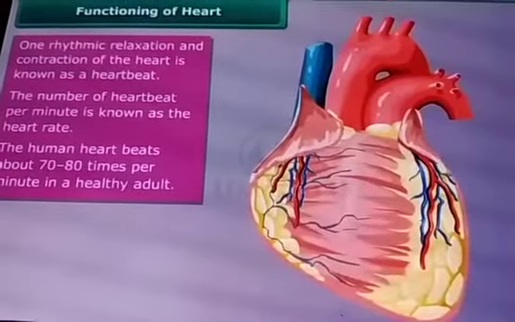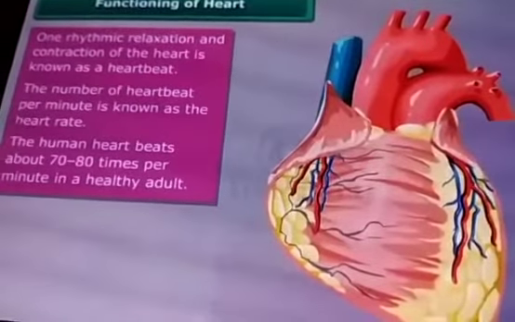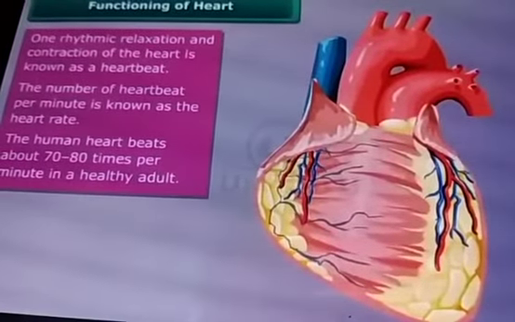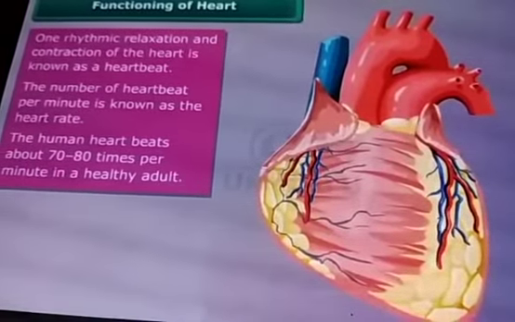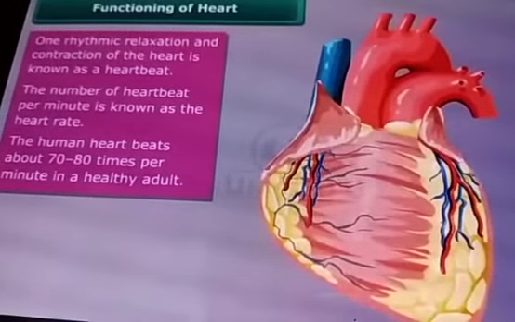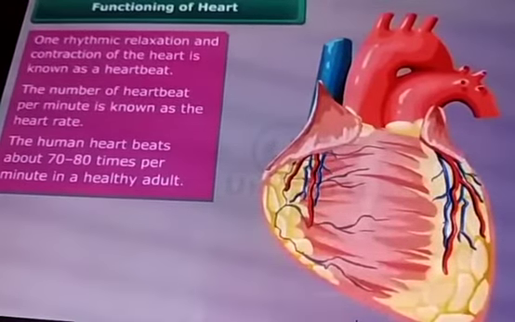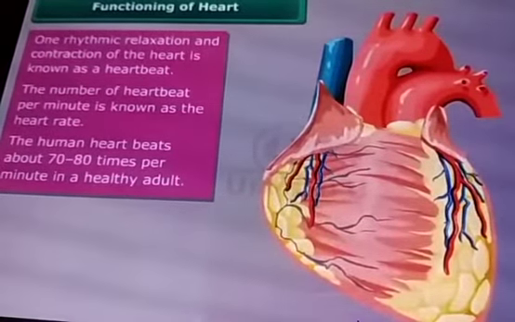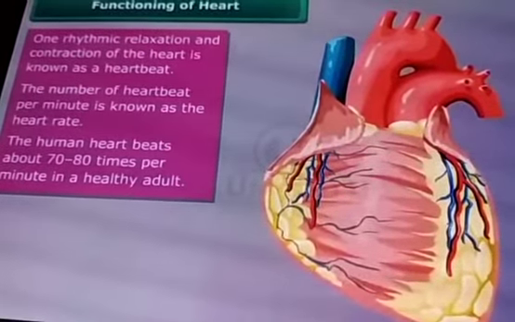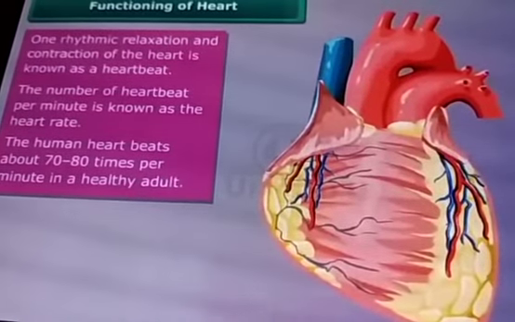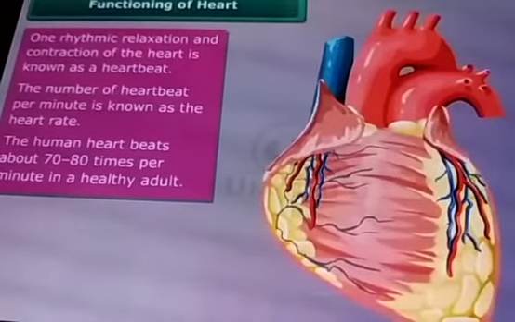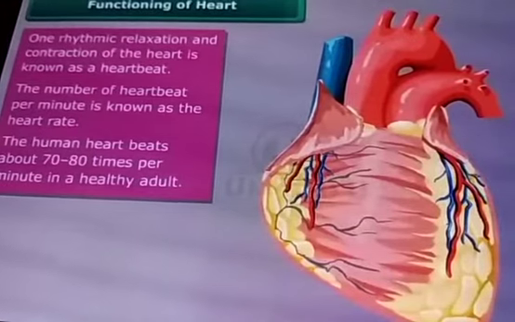The rhythmic beating of the various chambers of the heart maintains circulation of blood and transport of substances to different parts of the body. You can see in the picture the outer covering. One rhythmic relaxation and contraction of the heart is known as a heartbeat. The number of heartbeats per minute is known as the heart rate. In one minute, how many times the heart contracts and relaxes is the heart rate.